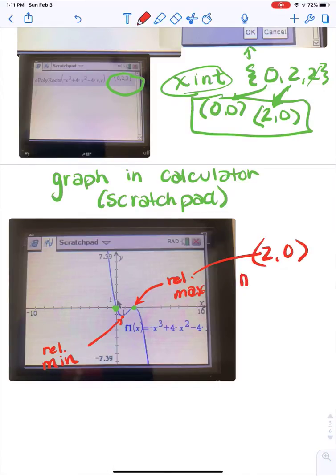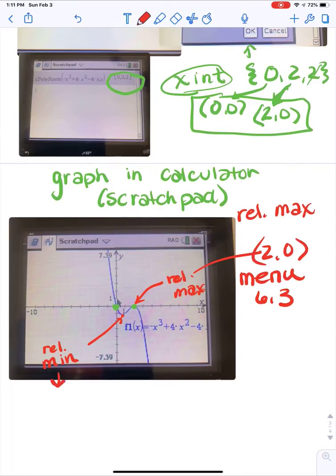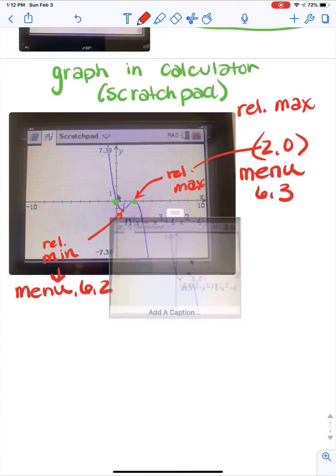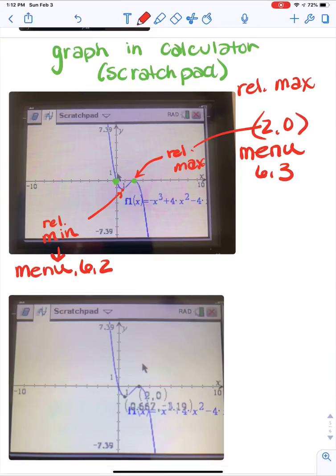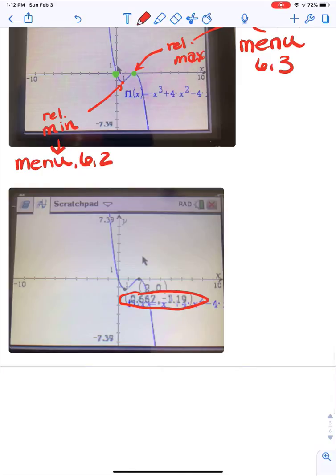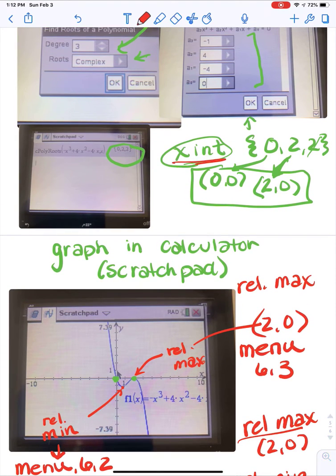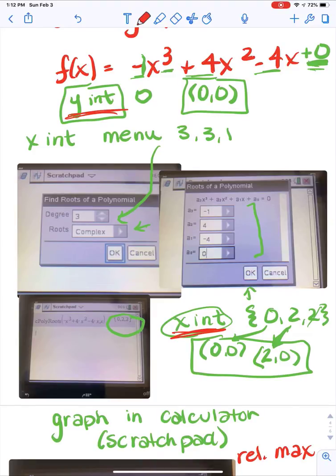So if I didn't, remember once it's in my calculator, to do my relative max, that's when I use my menu 6, 3. But since I already know what that is, I'm going to go on and do my relative min, which in my calculator is menu 6, 2. And then I know my relative min is going to be this. Remember my relative max. Now I'm going to look for this listing, the relative min and max. I'm going to look for you to tell what the x-intercepts are. And I'm going to look for you to tell what the y-intercepts are. Those are all the important values.